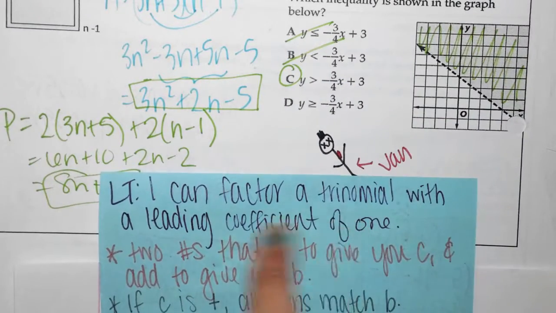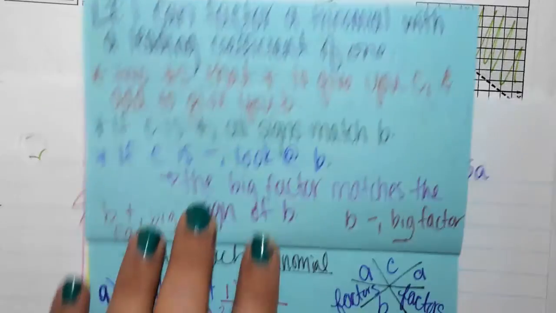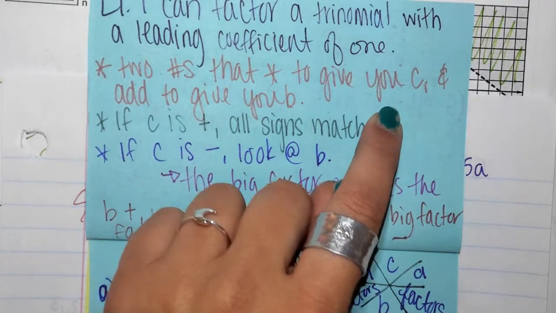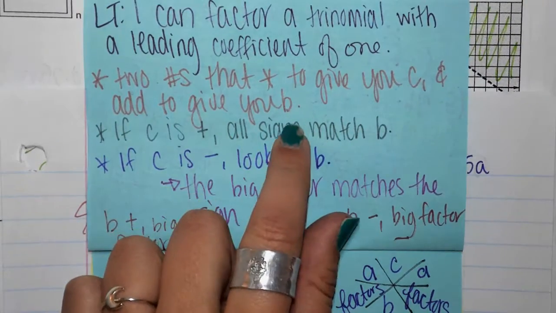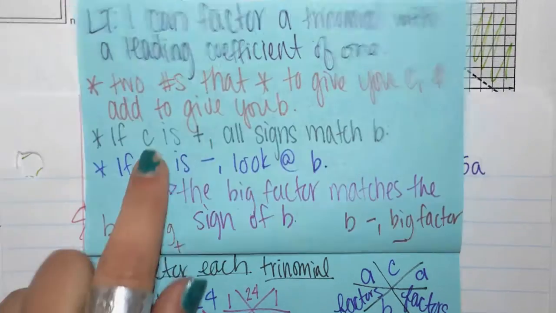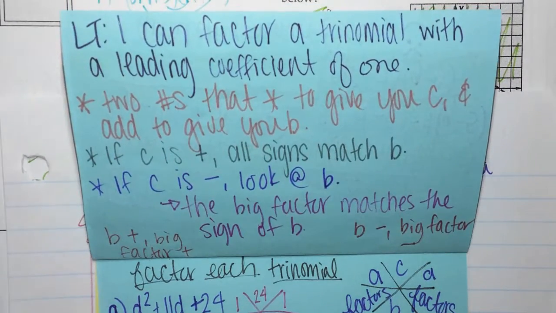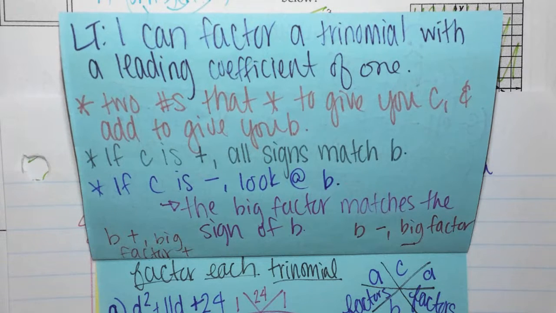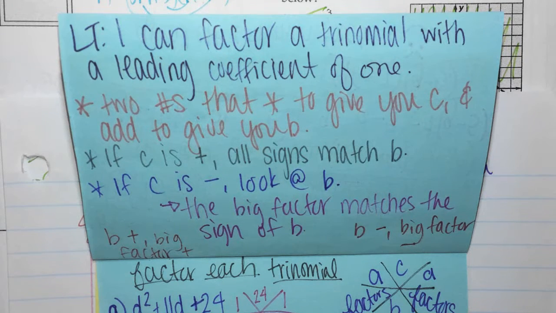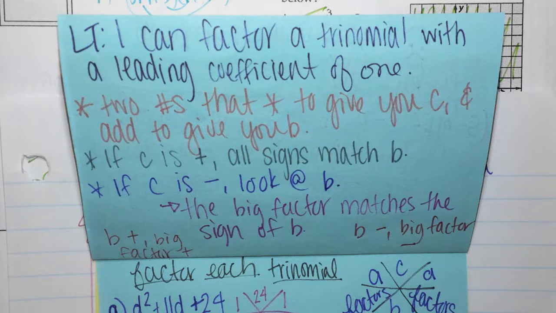Alright, so on trinomial factoring with a coefficient of 1, we have to find 2 numbers that multiply to give us what? And add to give us? Take a point. If C is positive, what must happen? All signs must match B. Take a point. And if C is negative, what do you do? Look at B. And if B is positive? And if B is negative?